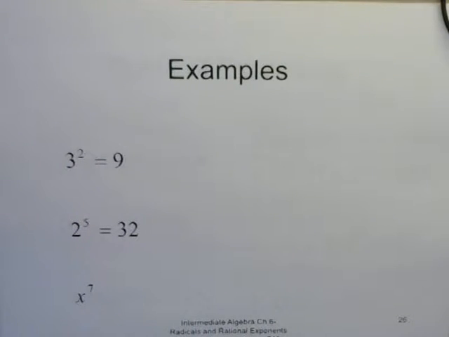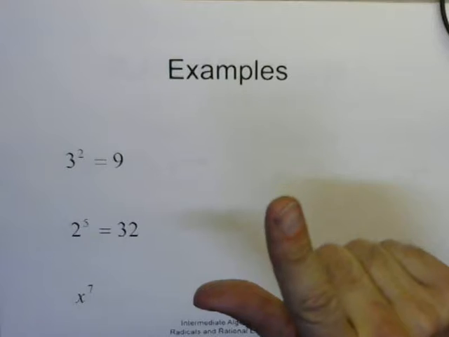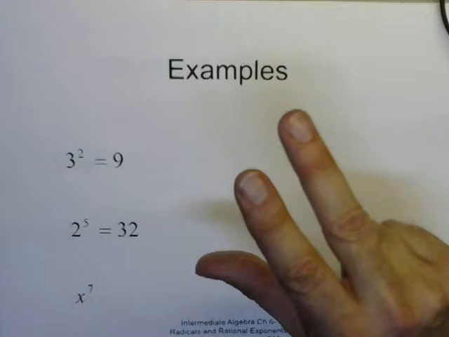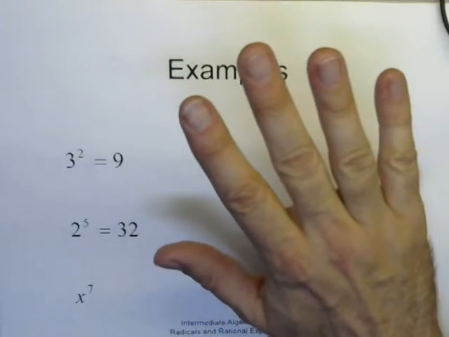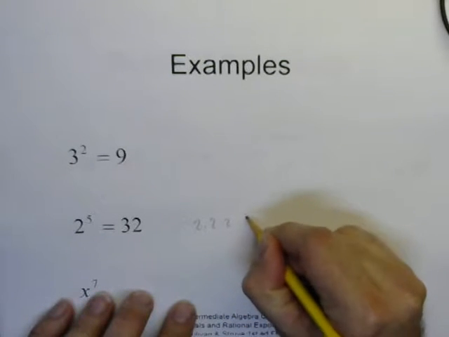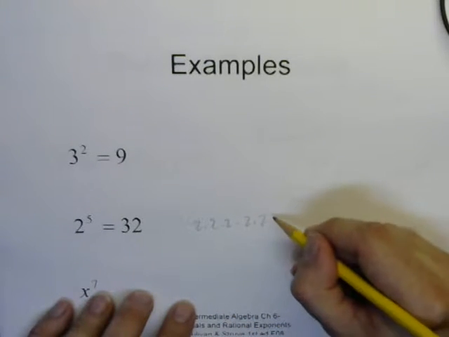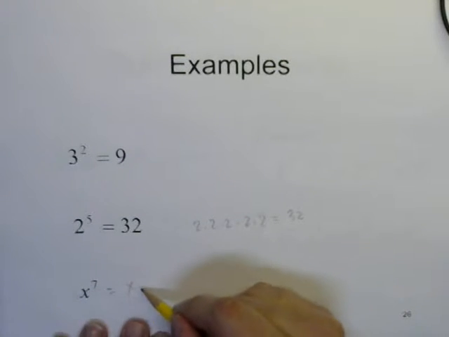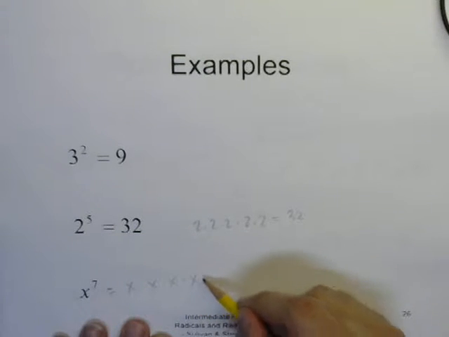Some examples would be, if you have 3 squared, that would be 9. 2 to the 5th would be 2 times itself 5 times. So that would be 2 times another 2, which is 4, times another 2, which is 8, times another 2, which would be 16, times the 5th 2, which would be 32, right? So in other words, you'll have 2 times 2 times 2 times 2 times 2, which will just give you 2 to the 5th, or 32. Right? This would just mean that you're taking x times itself 7 times.